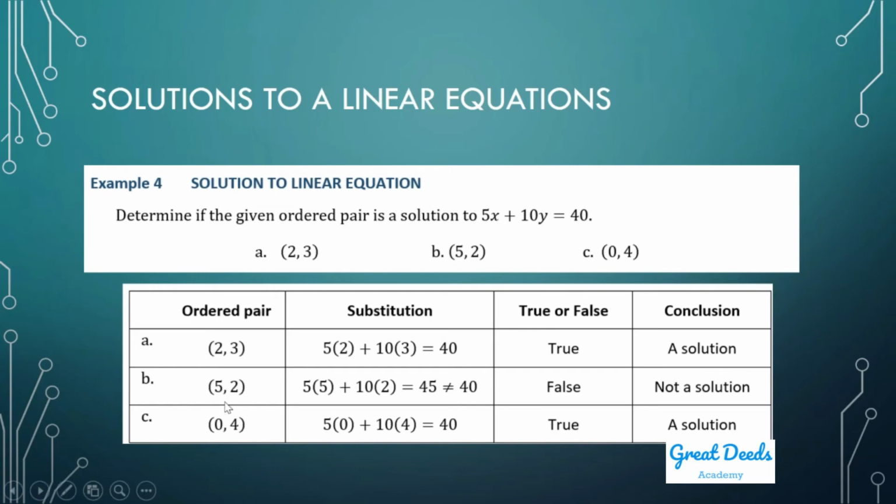How about 5 and 2? 5 times 5 is 25. 10 times 2 is 20. That is 45. It is not equal to 40. So the equation is false. It is not an equation. You know, equation means equality, okay? So obviously they are not equal. And so it is not a member of the solution set.